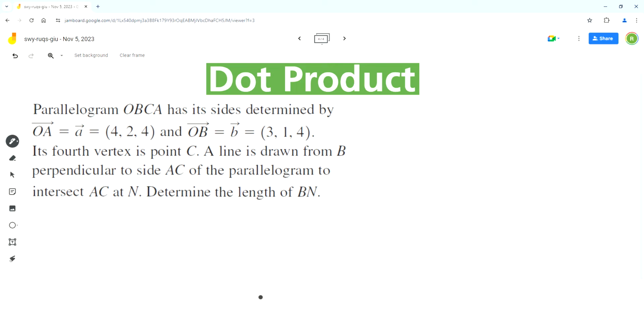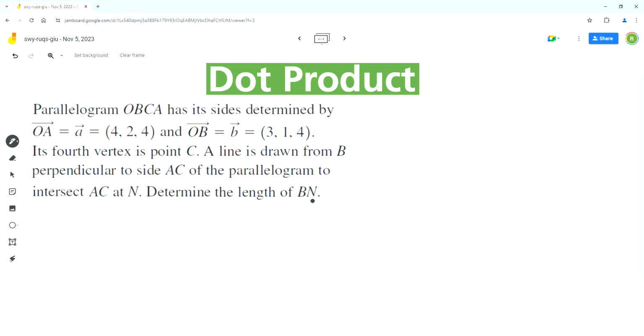So in this video, we'll solve this problem using the concepts of dot product. As per the problem, parallelogram OBCA has its sides determined by vector OA, which is equal to vector A, and vector OB, which is equal to vector B. Its fourth vertex is point C. A line is drawn from B perpendicular to side AC of the parallelogram to intersect AC at N. Determine the length of BN.